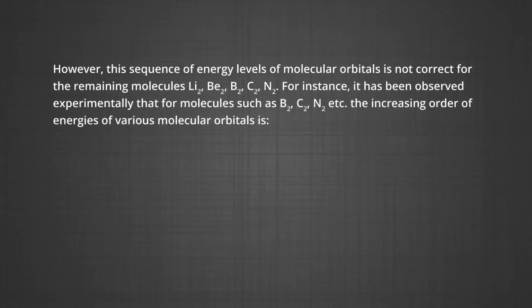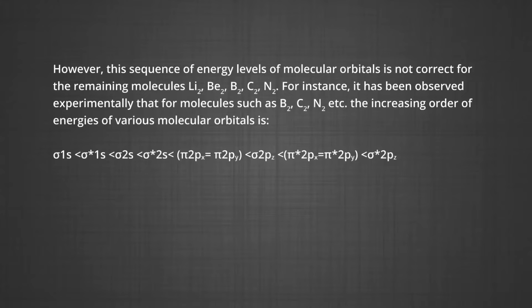However, this sequence of energy levels of the molecular orbitals is not correct for the remaining molecules like the lithium molecule, beryllium molecule, boron, carbon and nitrogen molecules. For instance, it has been observed experimentally that for molecules such as boron, carbon and nitrogen, the increasing order of energies of the various molecular orbitals is sigma 1s, less than sigma antibonding 1s, less than sigma 2s, less than sigma antibonding 2s, which is further less than pi 2px equals pi 2py.